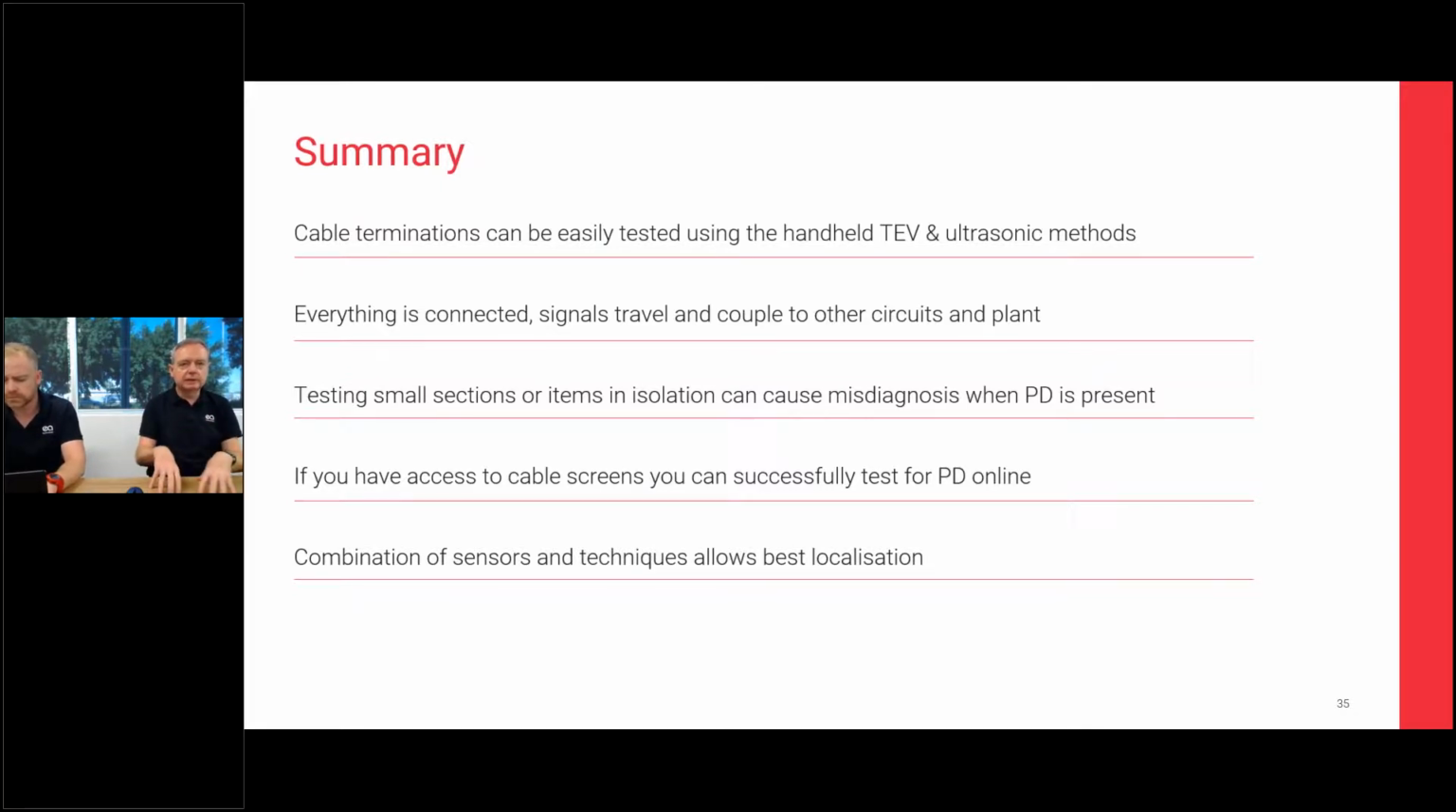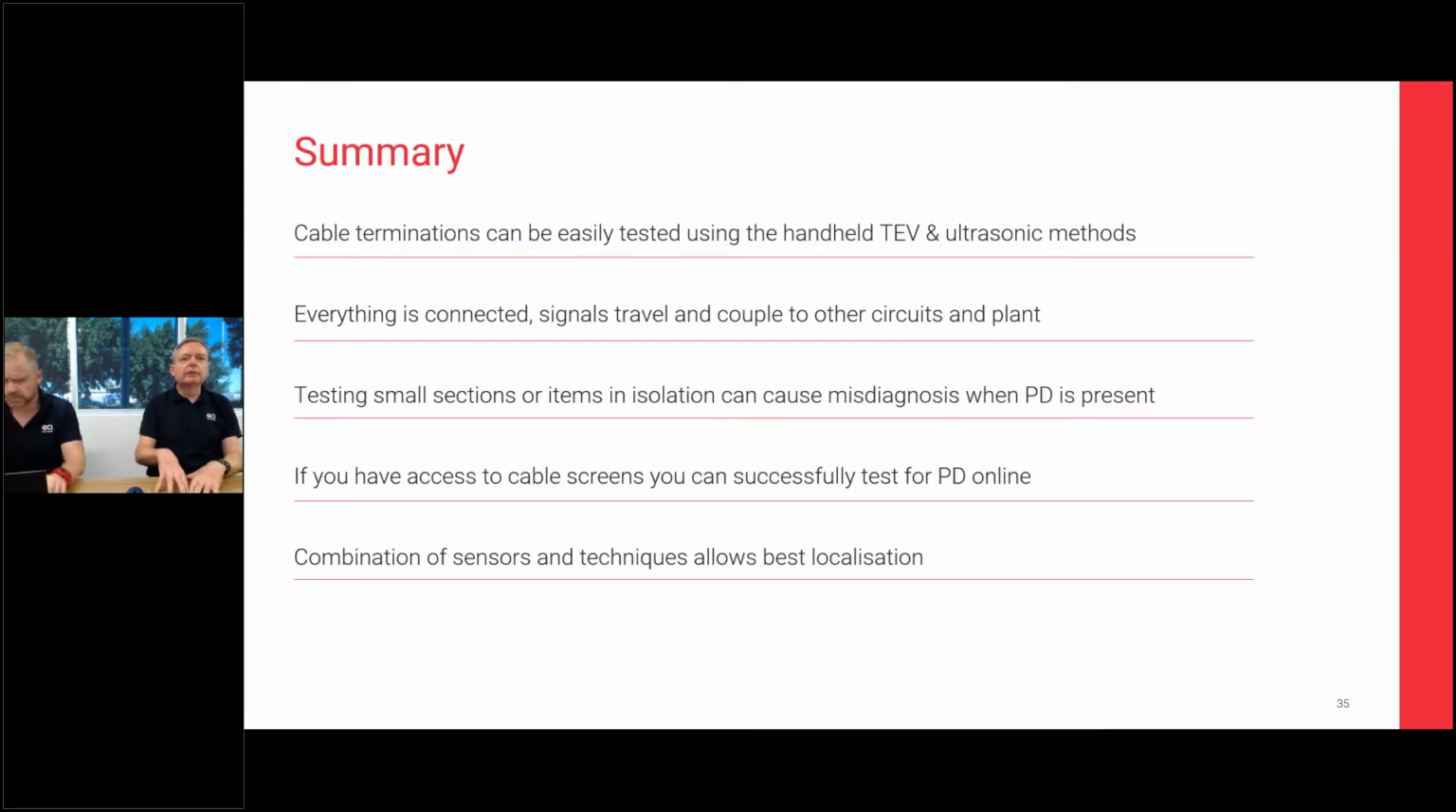Certainly, maybe the transition joints from when you've cut in the new substation, you've got XLPE cutting into the old PILC cable, and you've got that transition joint maybe 20, 30 meters up. You can find that just by using the TEV and ultrasonic.